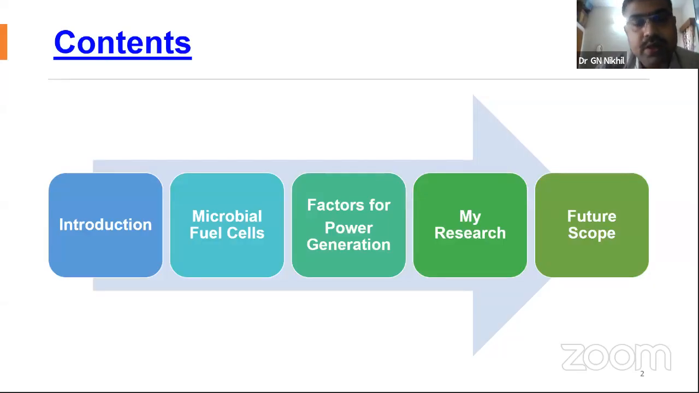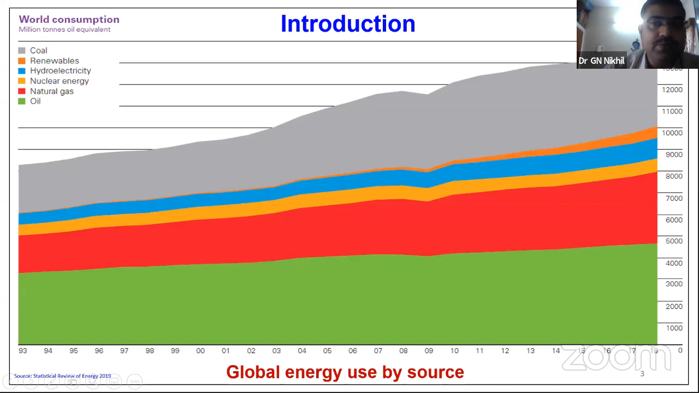This is my flow of contents. I start with certain introduction, and then I would let you know about microbial fuel cells, and then I would discuss the factors that are involved in the power generation. Then I would show certain slides of my research which I have done previously, and then I would like to share the future scope, the future prospects of it.